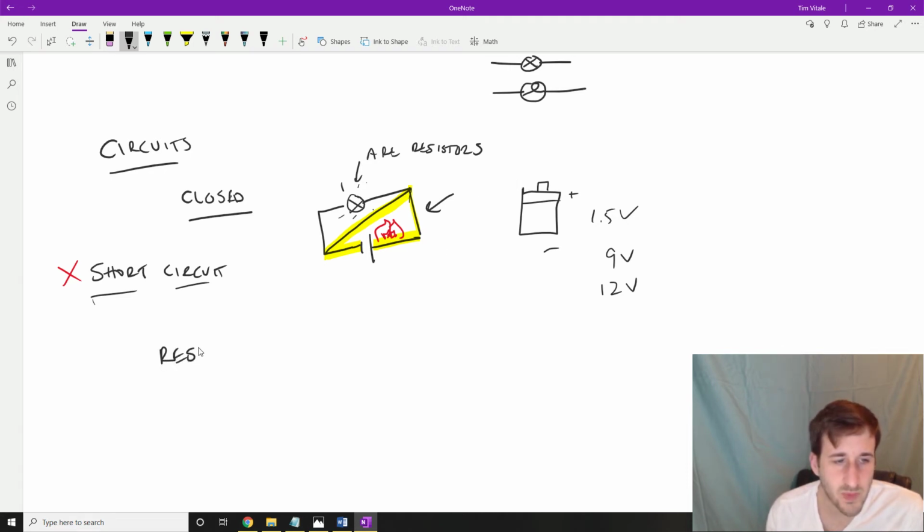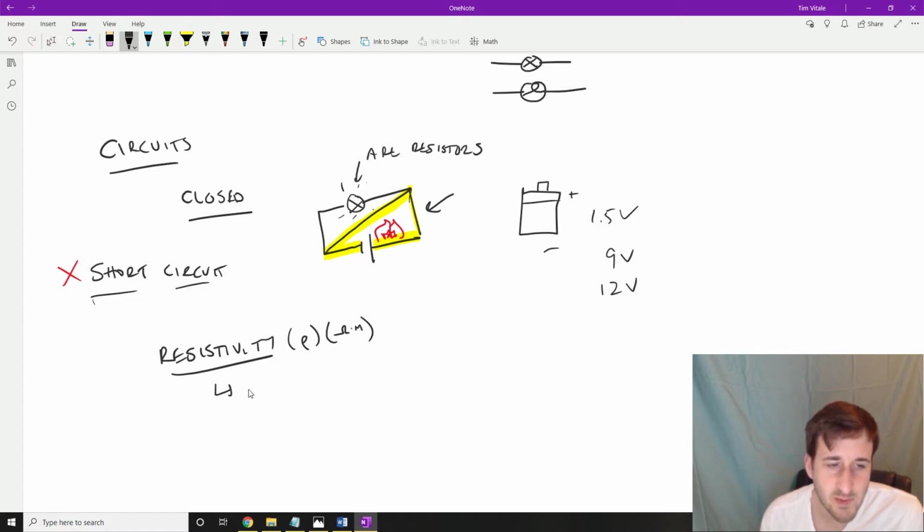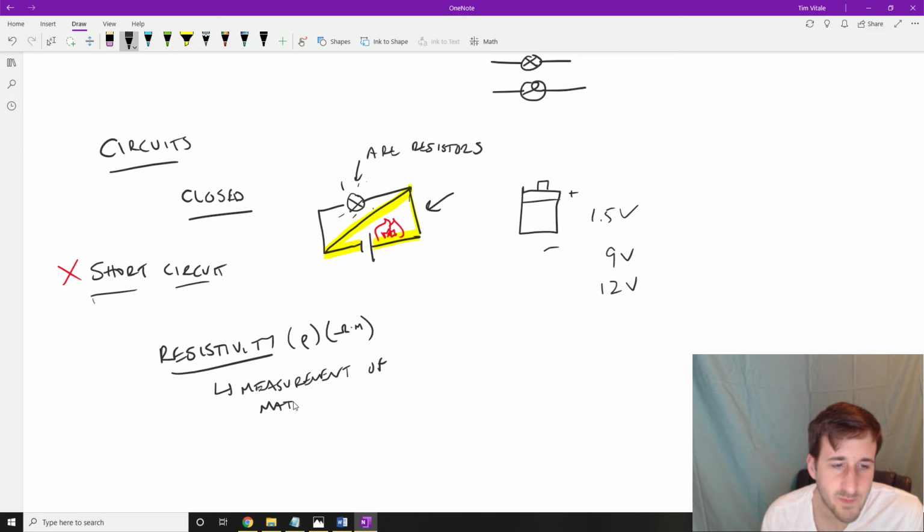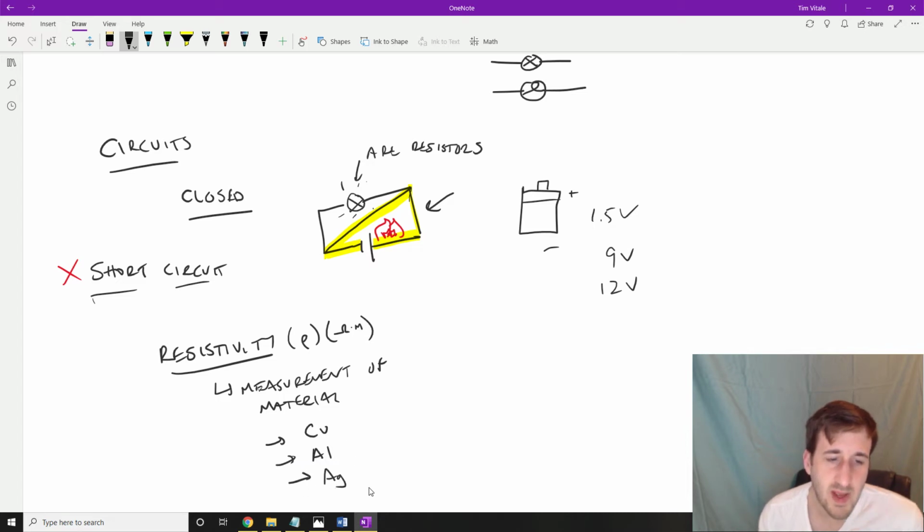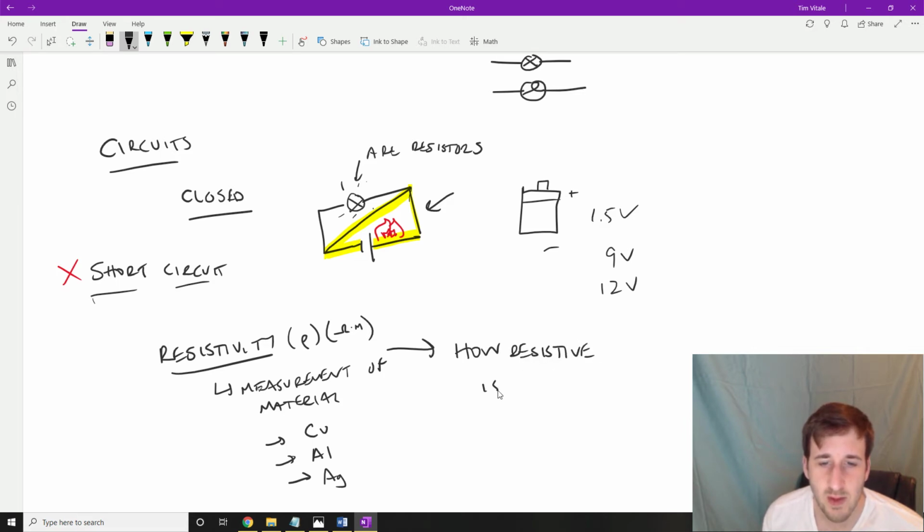And then there's also resistivity. Resistivity is a measurement, so it's related to resistance. Its variable is rho, which is a Greek letter, and its units are ohm meters, so it's an ohm times a meter. And resistivity is a measurement of the material. So for example, copper or aluminum or silver, depending on which thing it is, it has a different measurement of resistivity. Resistivity is basically just how resistive is the material. It gives you an idea of how much that material resists electricity going through it.